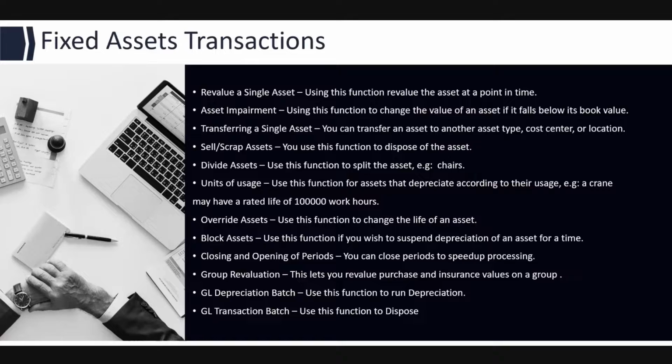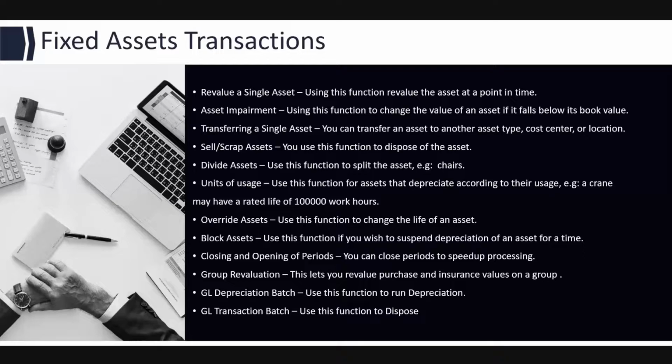Divide assets, use this function to split the asset. For example, chairs. Unit of usage, you use this function for assets to depreciate according to the usage. For example, a crane may have a rated life of 100,000 working hours. Override assets, you use this function to change the life of an asset. Block asset, use this function if you wish to suspend depreciation of an asset for a time. Closing and opening of periods, you can close periods to speed up processing. Group revaluation, this lets you revalue purchases and insurance values on a group.